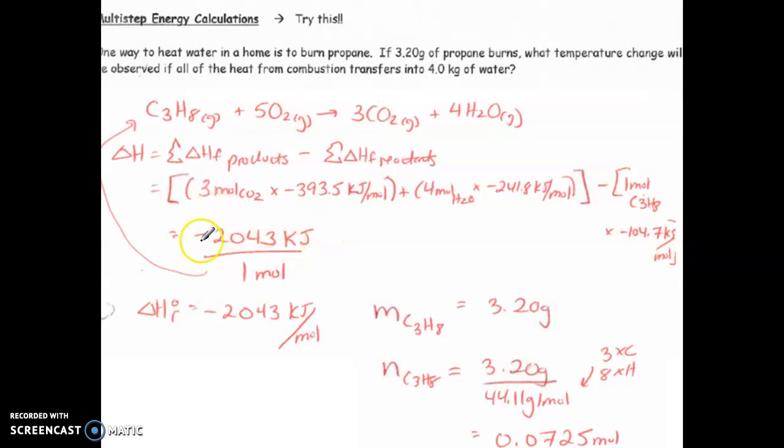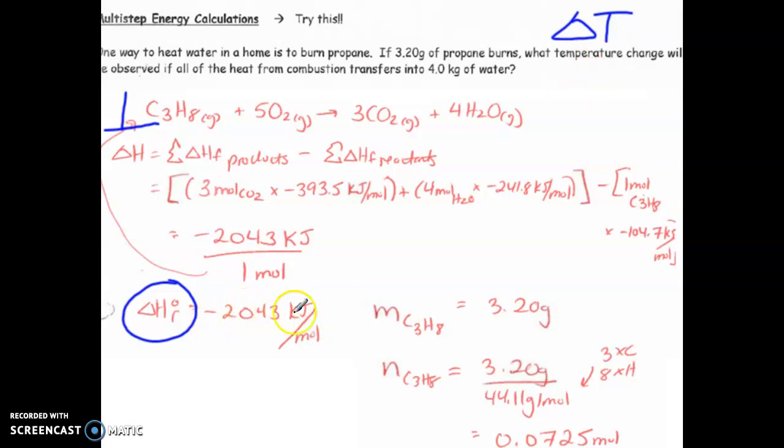So this delta H value, negative 2043 kilojoules, also happens to be the molar enthalpy for combustion because, of course, we have 1 mole of propane in this reaction. So here we have our molar enthalpy. Then we have to determine, remember the goal of this is to find the temperature change. So the only thing we've seen that has temperature change is where we incorporate our heat value into this.